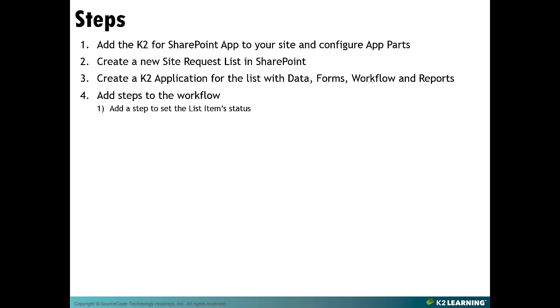Other steps are user tasks where a human must make a decision before the workflow will continue. To help organize these steps, I'm going to break them down into smaller sections for each step. So let's start with step 4.1 and add a step to update the list item status.